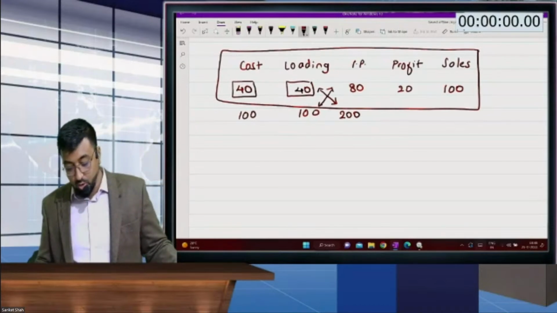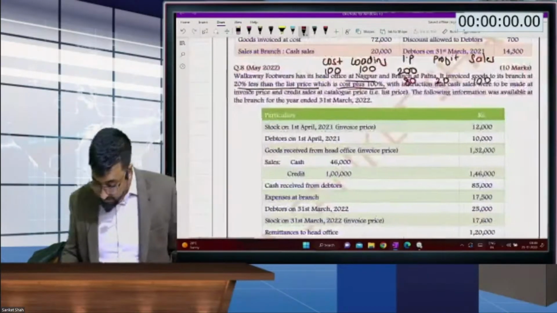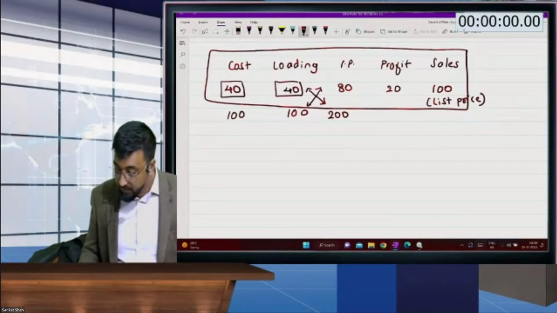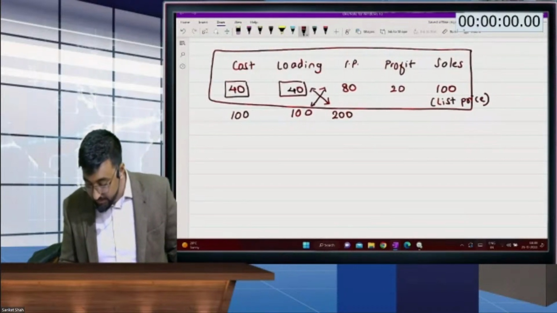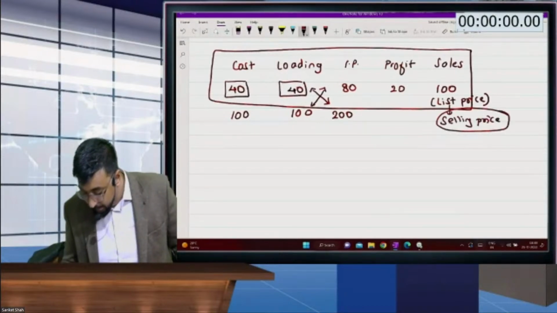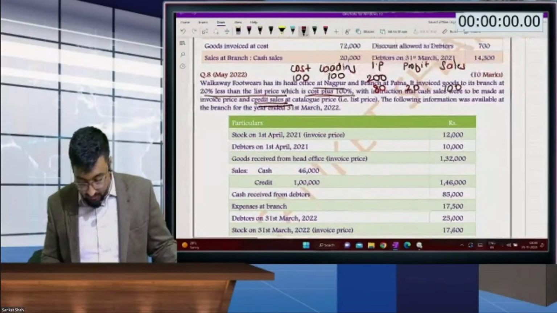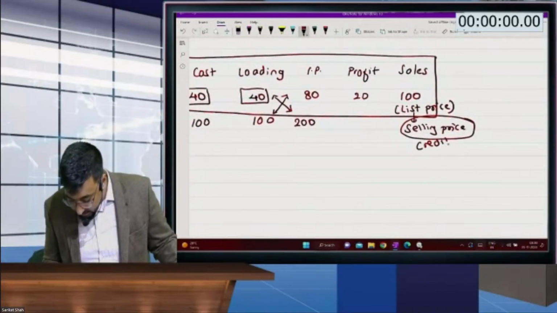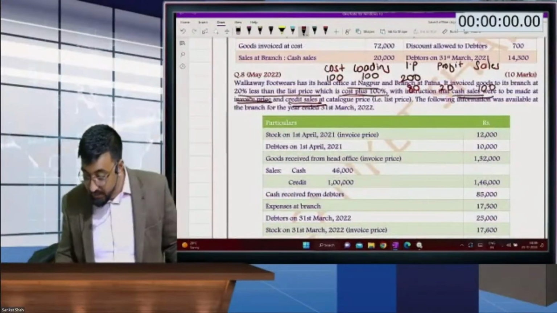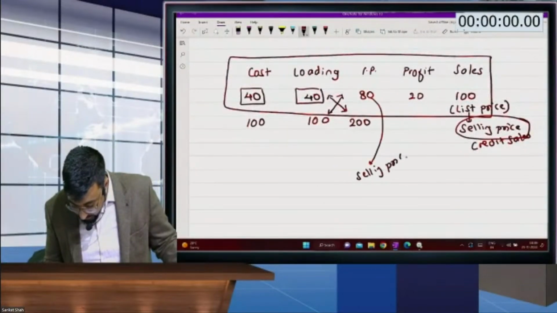Okay, so see what is given. This is called list price. This is called invoice price. Now this list price is a selling price, in simple language. When it is a selling price, it is a credit sale. And the invoice price is, if it is a cash sale, the selling price in case of cash sales.